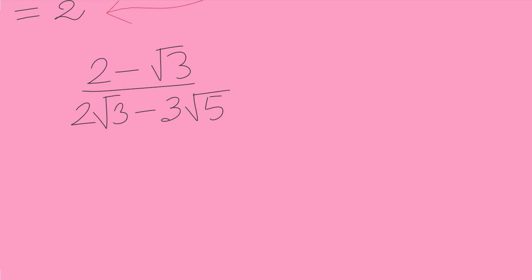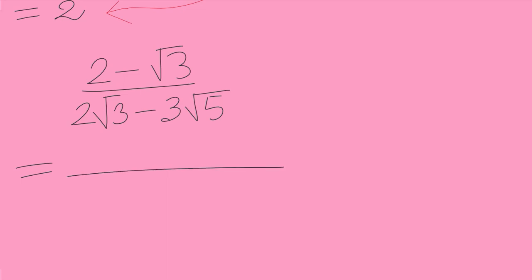So let us take this, say (2 minus root 3) divided by (2 root 3 minus 3 root 5). Okay, in this case again we need to rationalize the denominator. Your question is to rationalize the denominator.